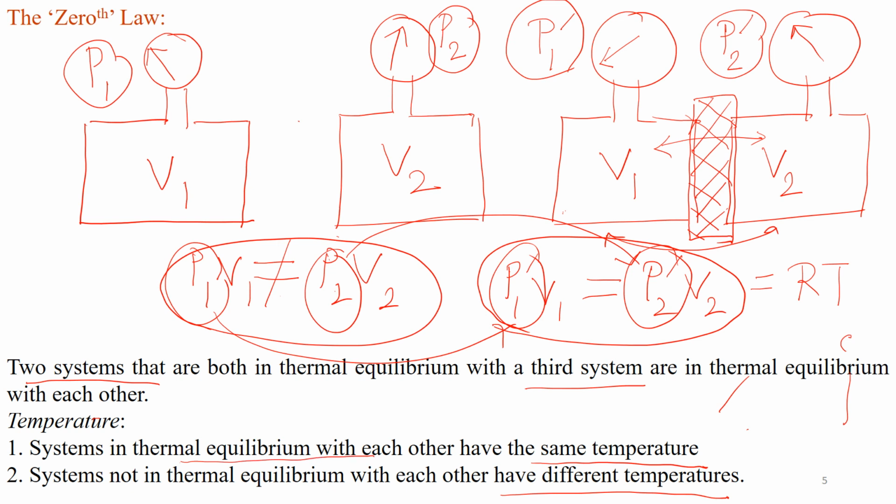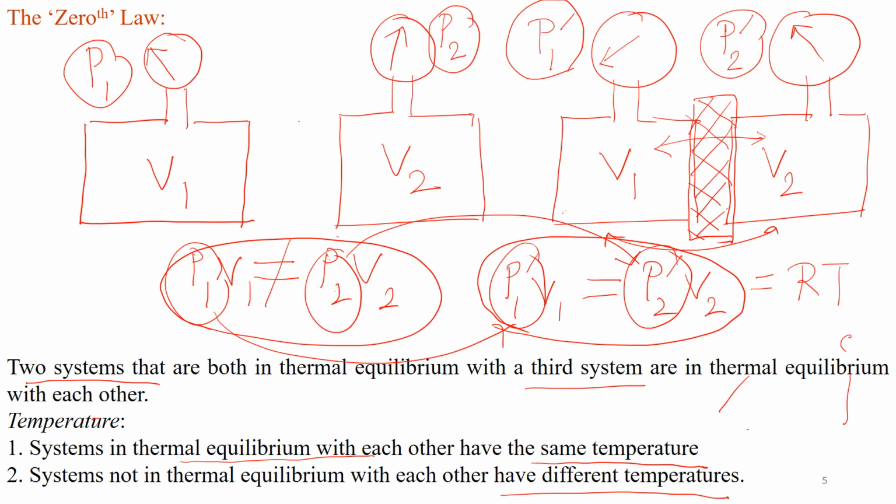So this is a conceptual explanation based on a thought experiment that we just did. So again, the Zeroth law says that if two systems are both in thermal equilibrium with a third system, then the two systems must be in thermal equilibrium with each other.